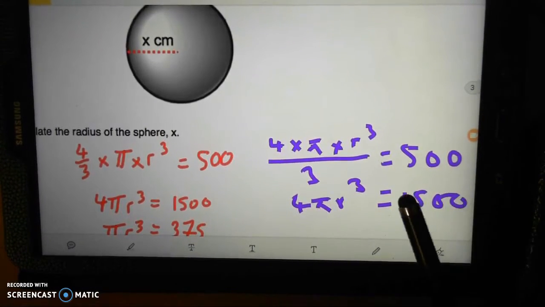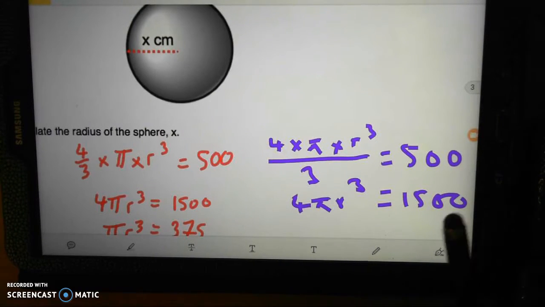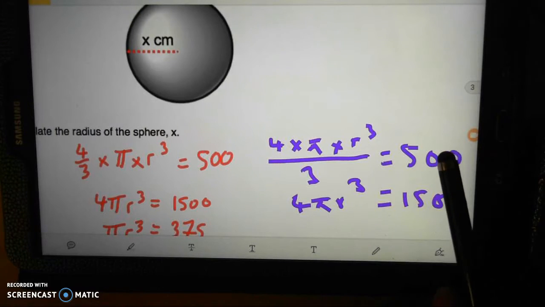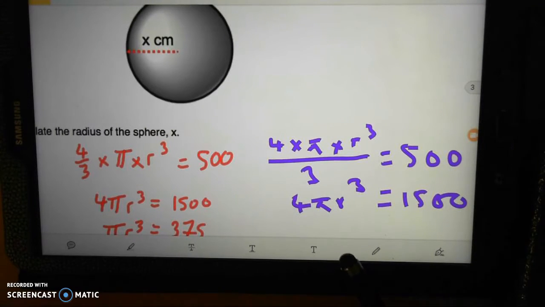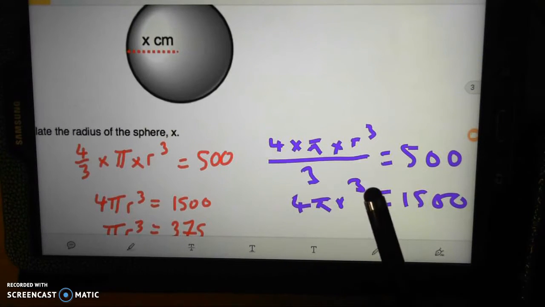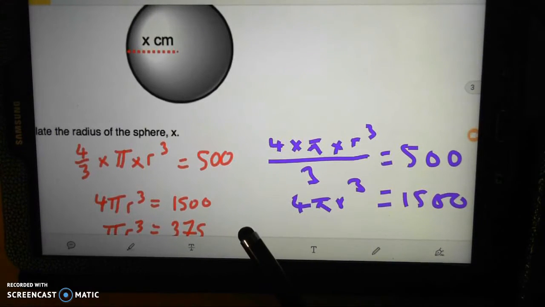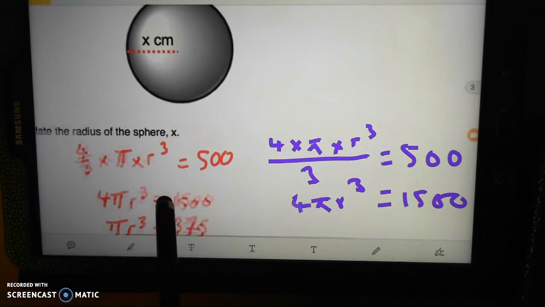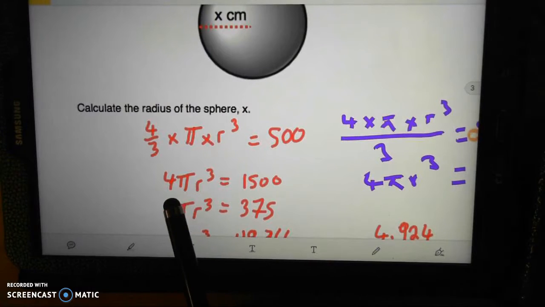It's easy to see now. What I've done is to cancel the divide 3, I've multiplied both sides by 3. So 500 times 3 is 1500, and this divided by 3 and times by 3 cancels out, so we're just left with what's above the fraction line. So 4 pi r cubed. Just left with the numerator. So we have now got to 4 pi r cubed is equal to 1500.